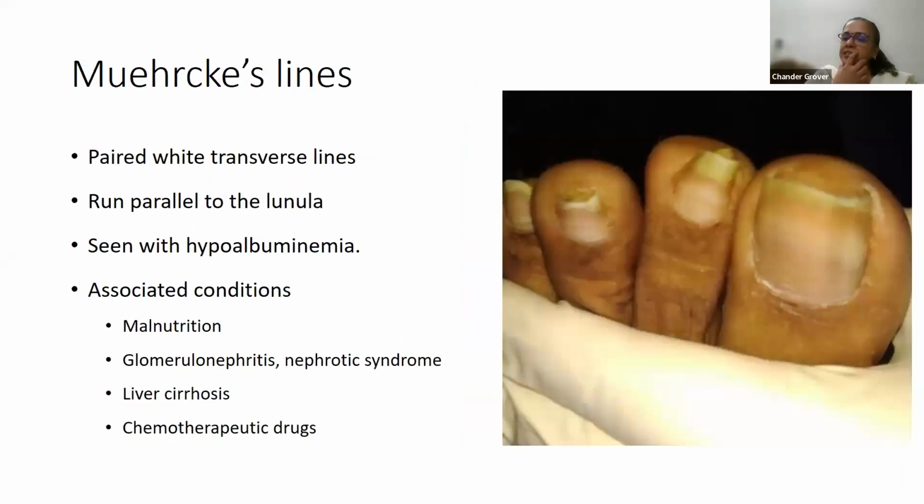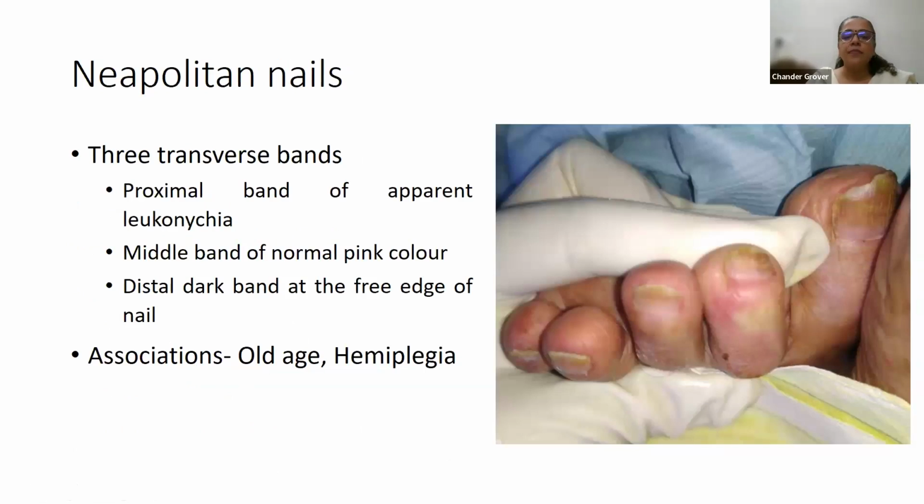And then the Muehrcke's lines. These are paired white lines. You see these lines? These are paired white lines. They will disappear the moment you press the distal end of the plate. They run parallel to the lunula and are seen with hypoalbuminemia. So all the conditions associated with hypoalbuminemia, including renal conditions or malnutrition, can lead to this condition.